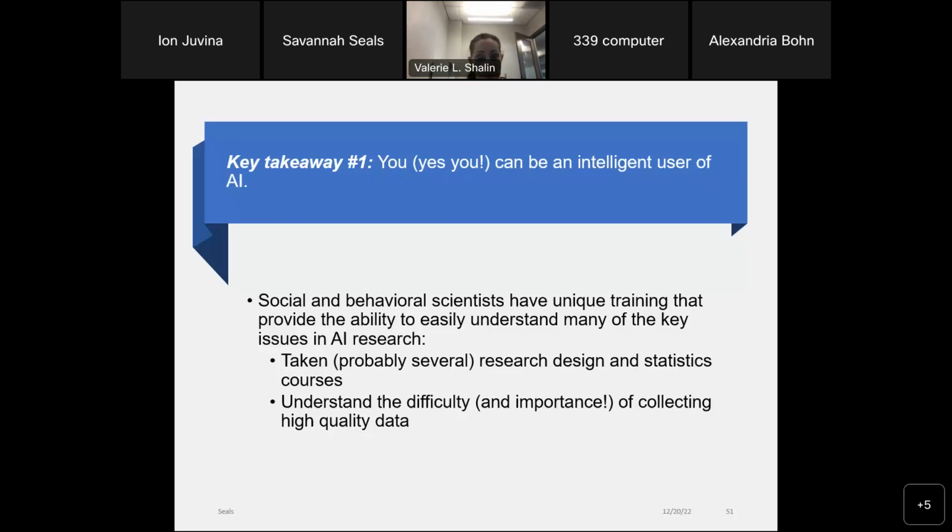We understand how difficult it is to create good stimuli or good survey questions, right? Because we understand that if you put junky data into your model, you're going to get junky results. And in general, I would say most of us have taken a lot more statistics than a lot of computer science folks have. They've taken a lot of calculus and whatnot, but we have a really good grasp of regression.